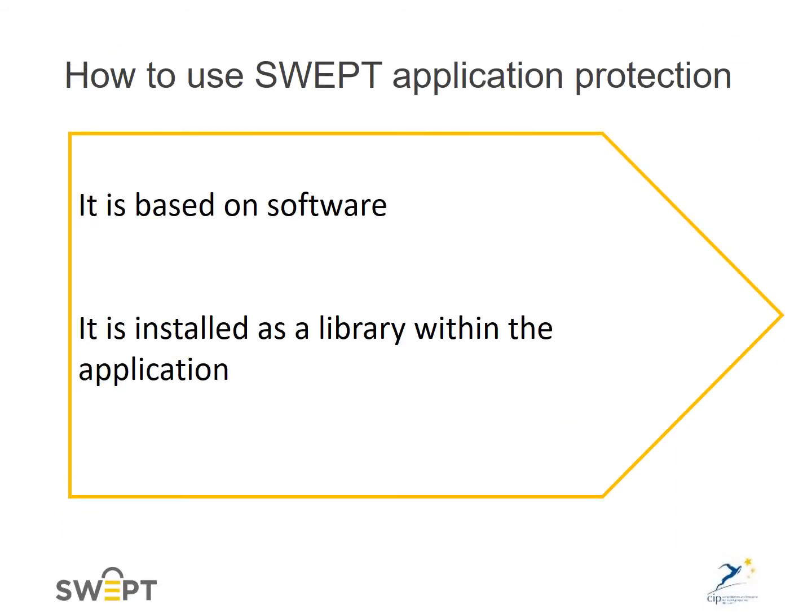Okay, in the demo we've seen how the application level protection is effectively used by the end users as they browse the website, but how is it actually used by the webmaster that installs it in the first place? Well, the application level protection based on HDIV is based on software. It's purely written in software, so it just simply has to be installed as a library within the application.